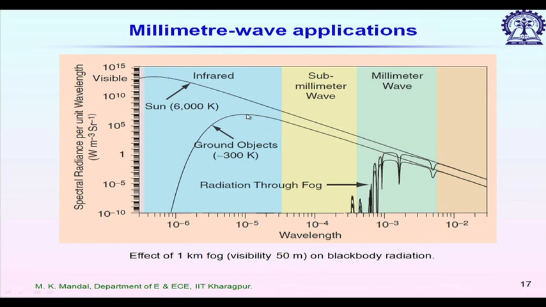So, that means if we design any passive imager, we have to keep in mind that we are going to have a spectral density which is much smaller. As high as 10 to the power 7 compared to what is available at infrared frequency range, but we have some other advantages at millimeter wave frequencies.